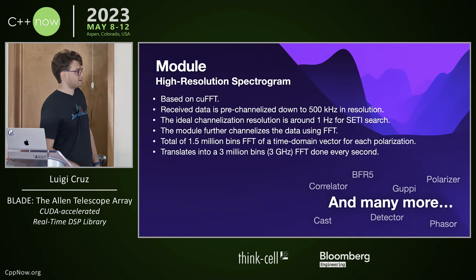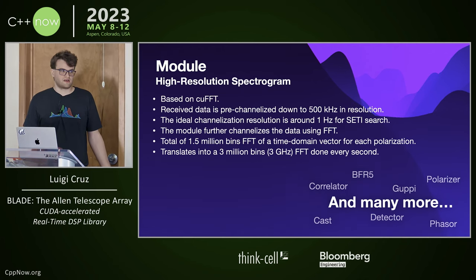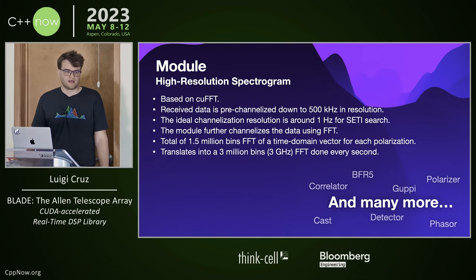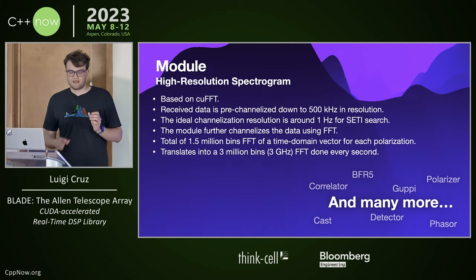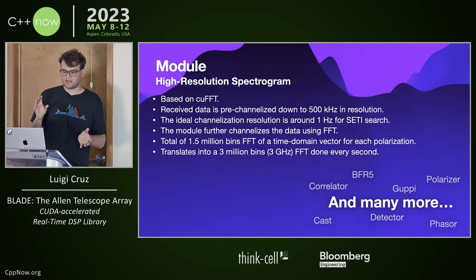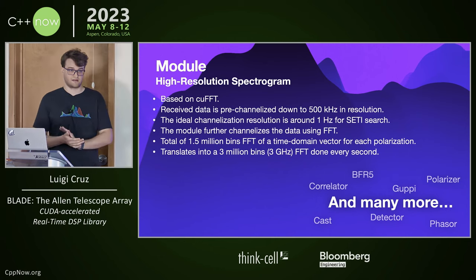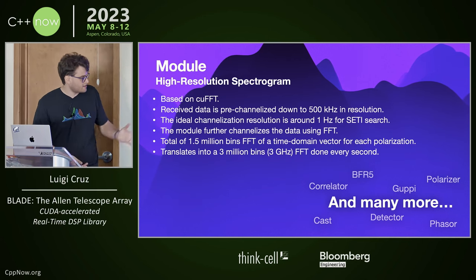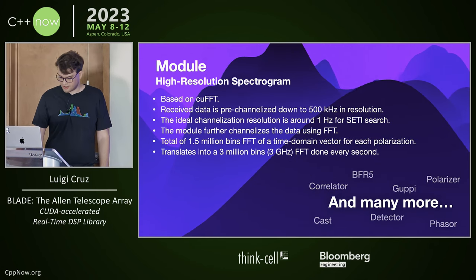And this is another one that is very interesting, the high spectral resolution spectrogram. Most of the time people are using FFTs to do super resolution in gaming, that will be 4K, 2,000 lines over 4,000. This one, we do a 1.5 million bin FFT every second. And that is around 3 million bins every second with the ATA. So that's a very large data stream, and we use cuFFT for this. I don't have time to talk about the other ones, but we have correlator, Guppi, and many more.